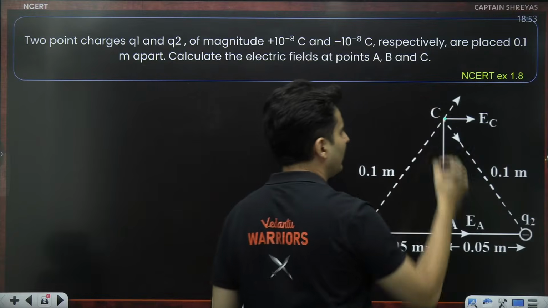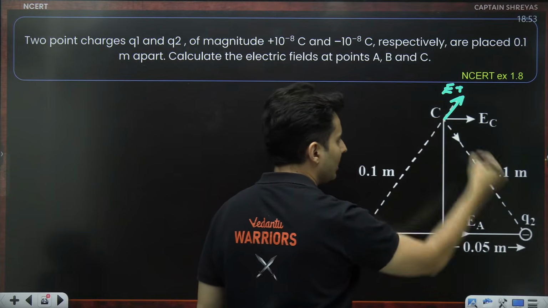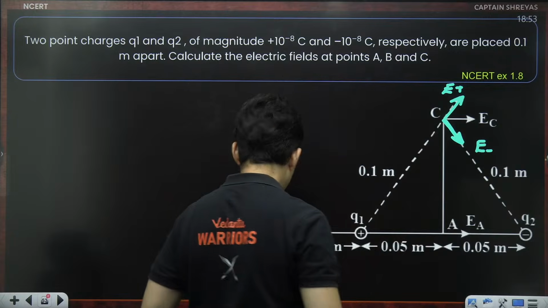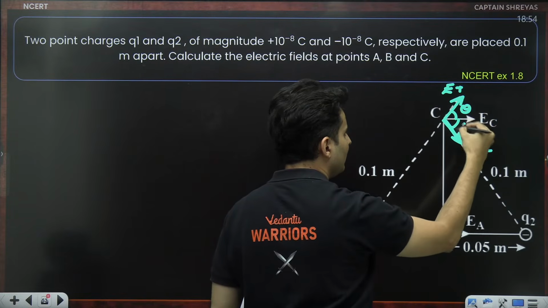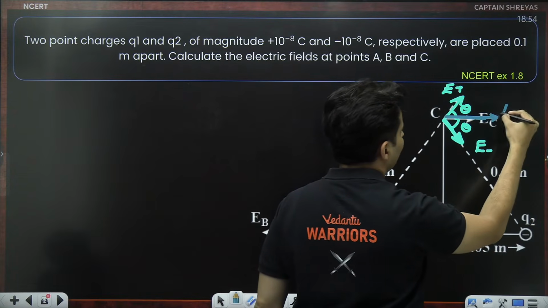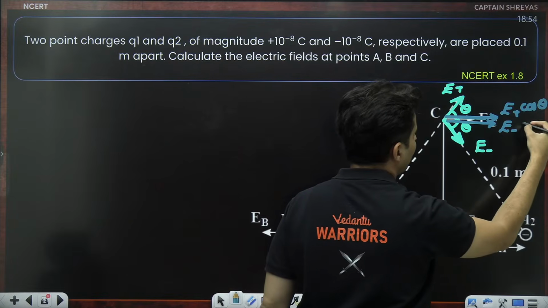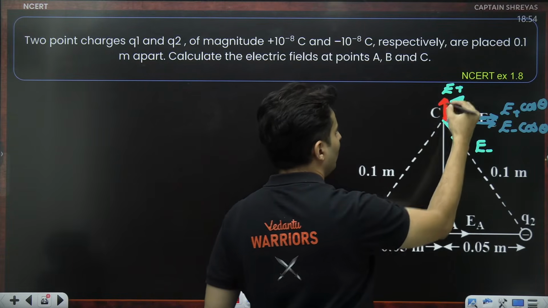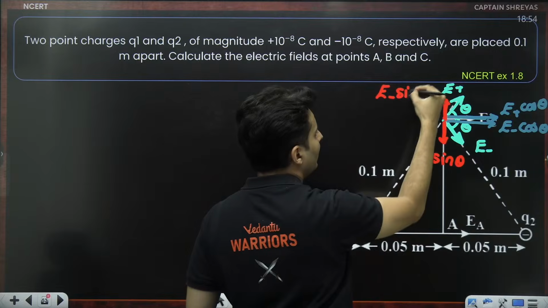Next, if you go to point C, this positive charge will give an electric field here. This negative charge will give an attractive electric field over here. This will be E negative. These two together will produce a resultant. Imagine this particular angle is theta, even this will be theta, even this will be theta. So E positive will have a component in this direction, which will be E positive cos theta. This will also have a component E negative cos theta. There will also be perpendicular components: E positive sine theta and E negative sine theta.